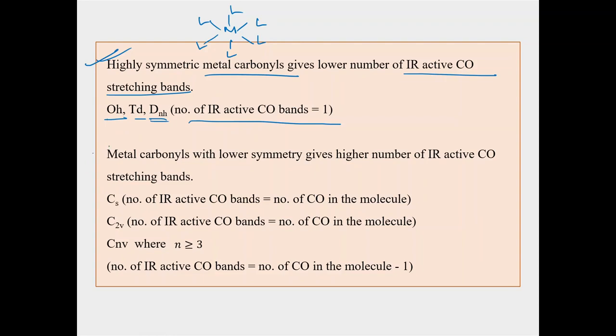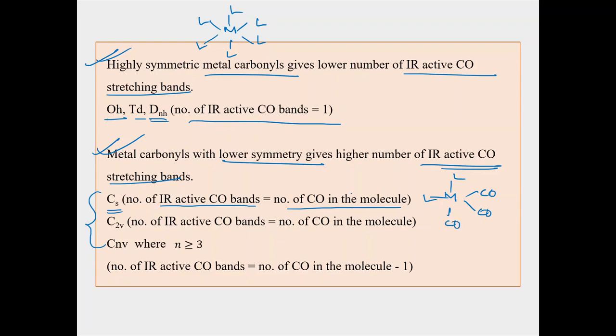Okay, then metal carbonyls with lower symmetry give a higher number of IR active carbonyl stretching bands. So metal carbonyls with lower symmetry, in that, these point groups will fall like the Cs point group, the one which we discussed just now. For this case, the number of IR active CO bands is equal to the number of CO in the molecule. So in this molecule, how many COs were there? 2, right? Sorry, 3, right? So that's why we saw that at the end we got a total of 3 IR active stretching bands, right?